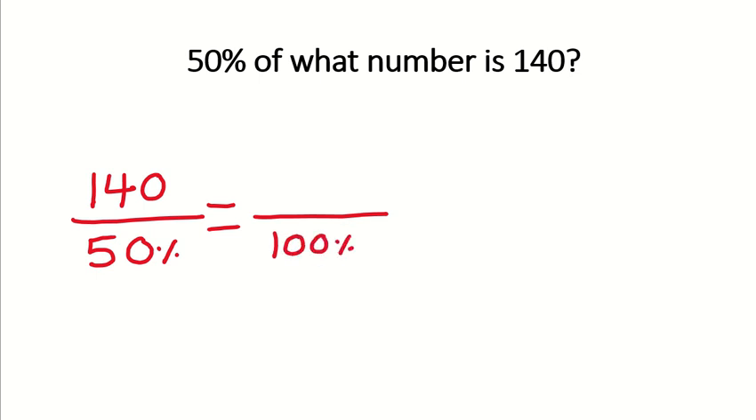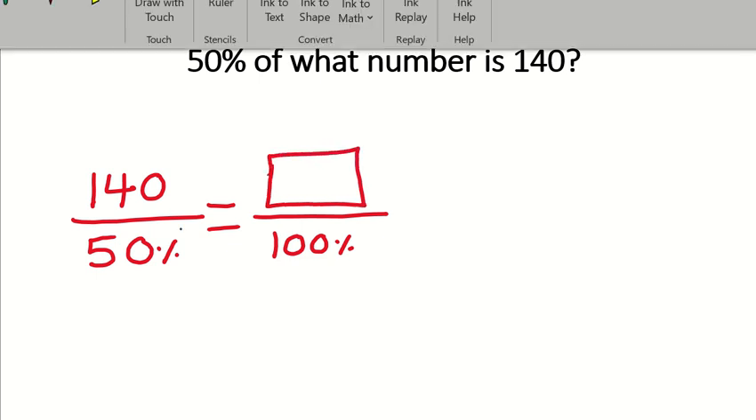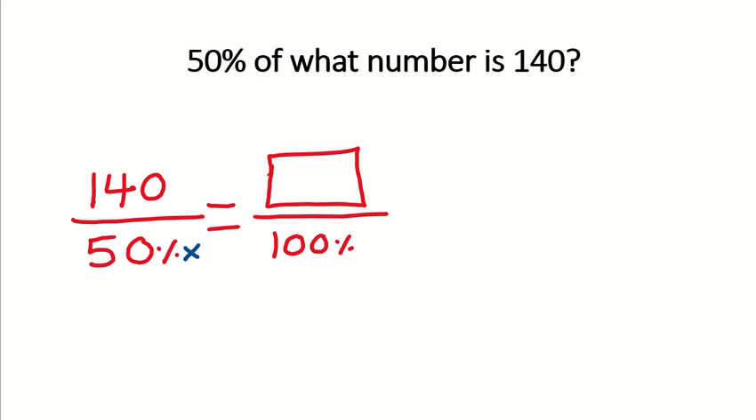To solve this, we simply set up a proportional relationship and we ask ourselves, 50% times what equals 100%? And we know that 50 times 2 is 100. And then, of course, what we do to the bottom, we must do to the top. And 140 times 2 is indeed 280.